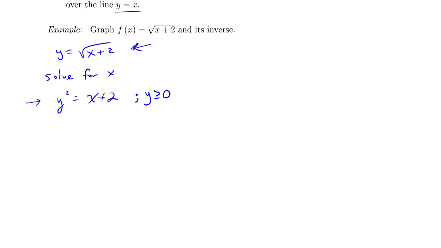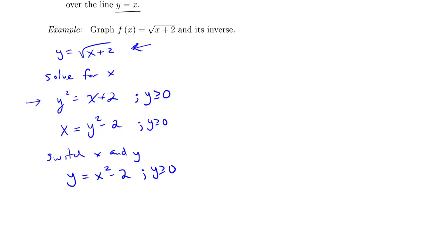All right, so that means now if I solve for x, I get x is y squared minus 2, again for y greater than or equal to 0. Then I switch x and y, so I get y equals x squared minus 2 for y greater than or equal to 0. That means that's my inverse. Whoops, this should have been switched: x greater than or equal to 0.